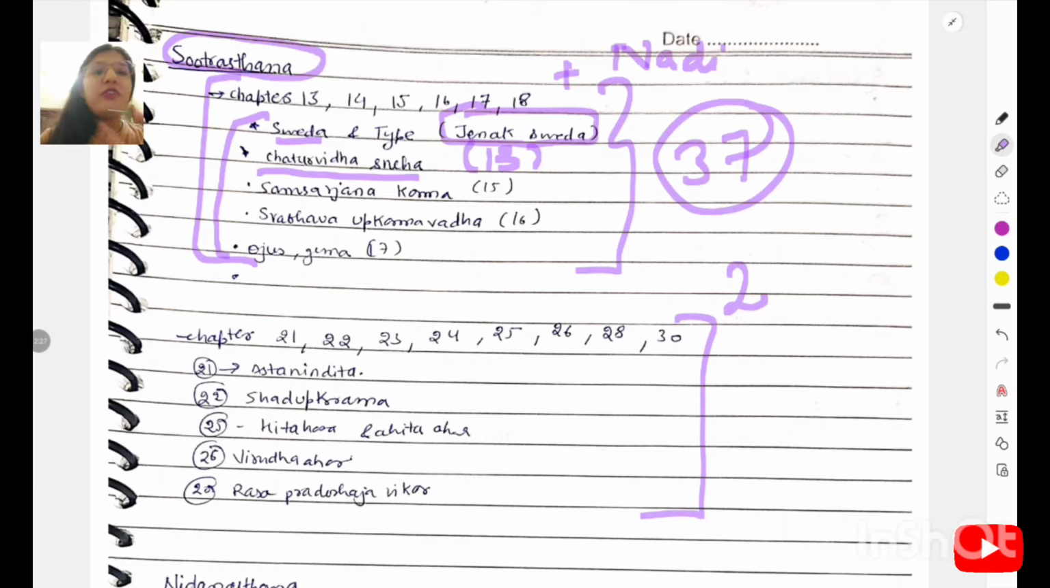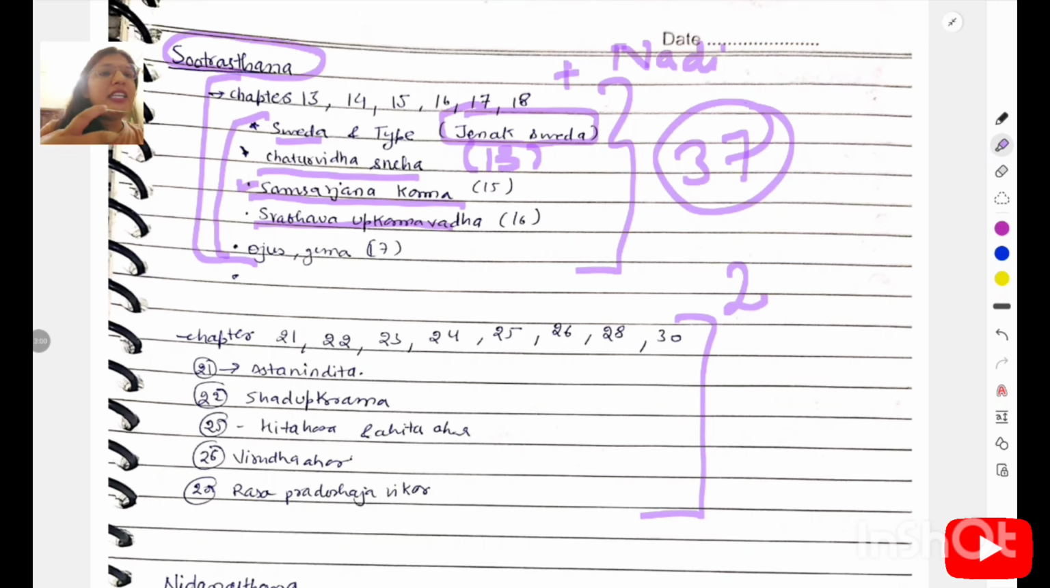Next, from the 15th chapter, a 10 marks question may not come, but 5 marks, there is a topic that explains Samsarjana Karma. So comment in the video what the meaning of Samsarjana Karma is, which is explained in the 15th chapter. Next, from the 16th chapter, Swabhav Upkrama Vada is explained. That also can give 5 marks. 10 marks can also come, a subdivision can be asked, but the important topic mentioned is Swabhav Upkrama Vada.